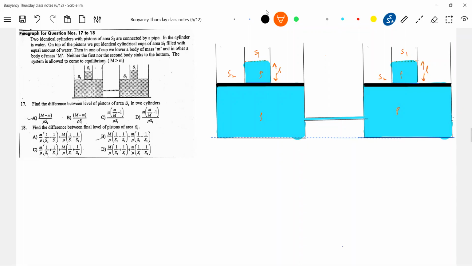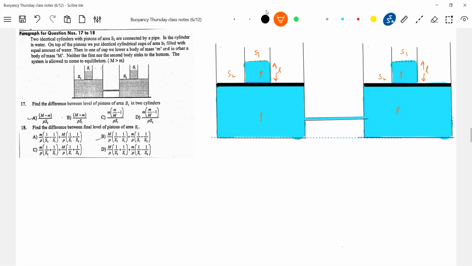Okay. Now I'll place a block. So when I place a block, what do you expect? The level of liquids will change, no? The level of liquid in one container will increase, the other, and it is telling capital M greater than small m. So capital M is placed on the left-hand side and small m is placed on the right-hand side.